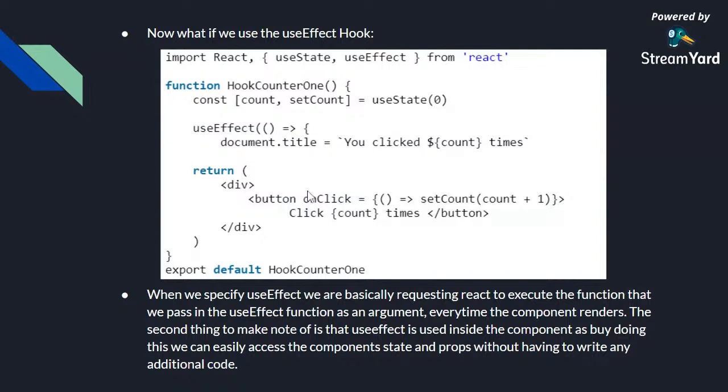So every time, we are requesting React to execute the function that we pass into the use effect as an argument. And every time the component renders, whether it renders the first time or re-renders whenever the value of the state changes, use effect will be called. This is how we can use the use effect hook inside the functional component.